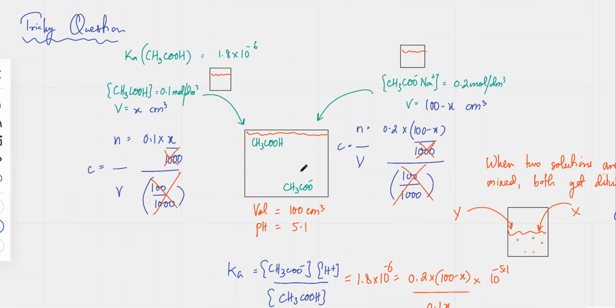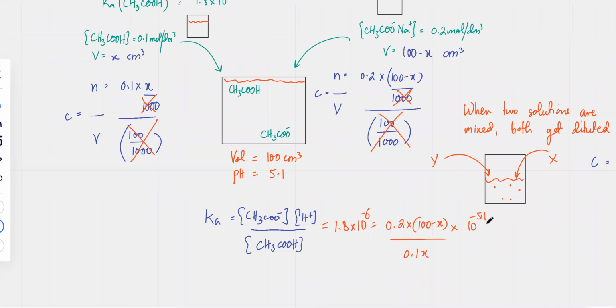Now, I wanted to find the concentration of both things, so I divided them by the new volume, which after mixing was 100 cm cube, so I divided the whole thing by 0.1 dm cube. I had my K expression, I had to plug in the concentrations of ethanoate ions and ethanoic acid, which I found out over here, and since they were being divided, half of the things got cancelled out. And you were just left with this expression. So can anyone try and solve what the answer is and what is the value of X?